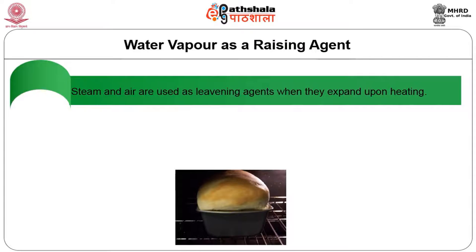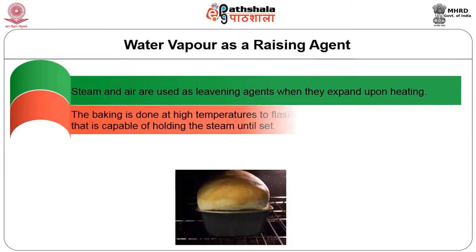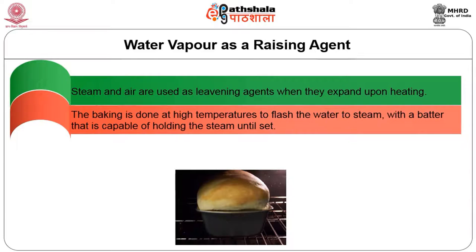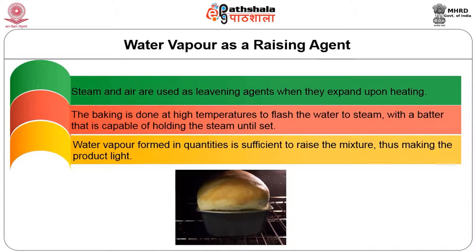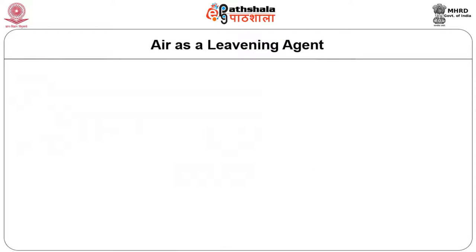Steam and air are used as leavening agents when they expand upon heating. The baking is done at high temperature to flash the water to steam, with a batter that is capable of holding the steam until set. Water vapor formed in quantities sufficient to raise the mixture thus makes the product light.